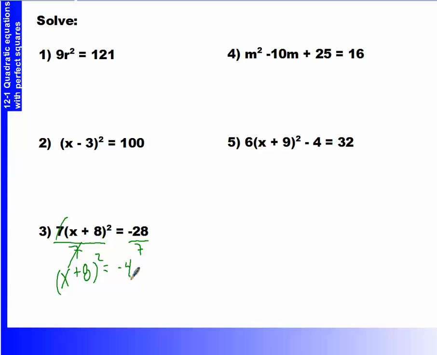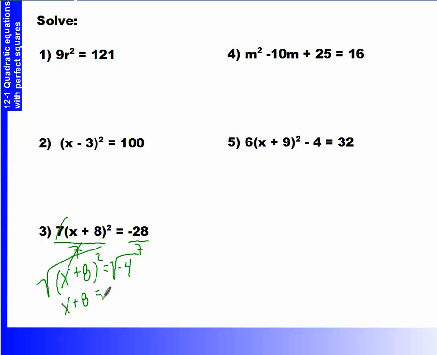All right. We're going to have to take the square root. What is the square root of x plus 8 squared? X plus 8. What is the square root of negative 4? It's imaginary. It's 2i, or 2 times the square root of negative 1. You can't have a negative number inside the square root, because I challenge you to think of one number multiplied by itself that equals negative 4.